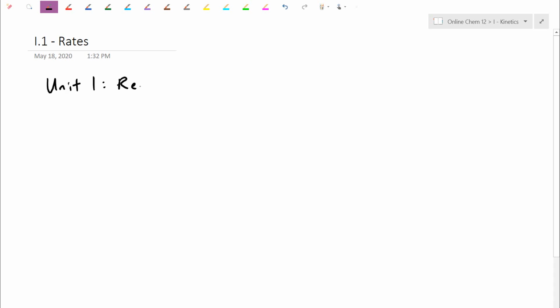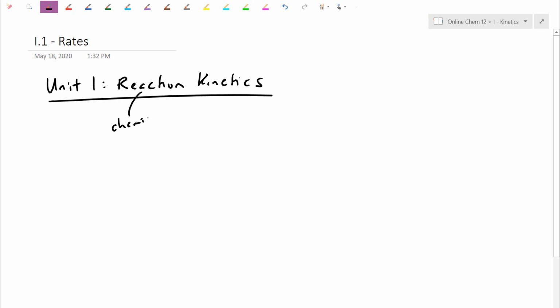Unit number 1 is a look at chemical reaction kinetics. So we're looking at the kinetics of a reaction. So basically it's the speed of a reaction. So reaction, we know we're dealing with chemical reactions. I'll just say RxN for short there. Kinetics here has to do with why are some reactions fast and why are some reactions slow?